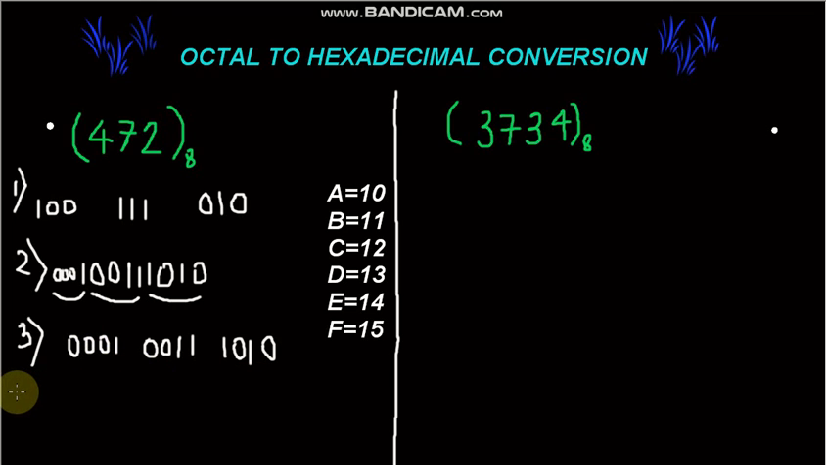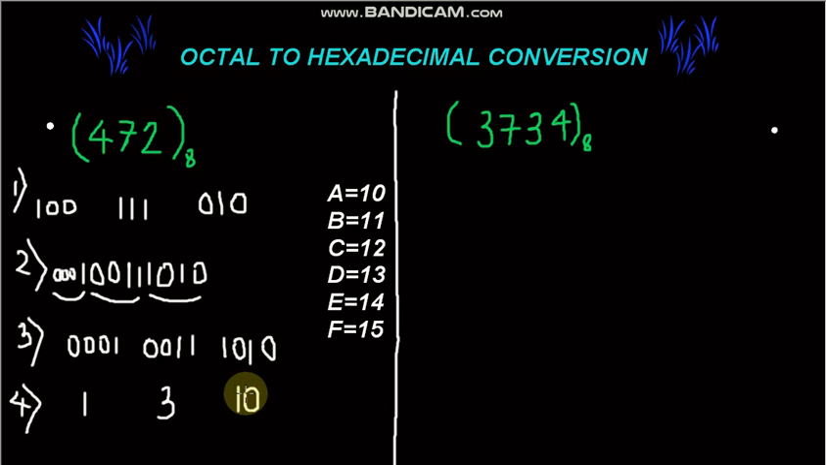And in the last step, we have to convert each group into its decimal format. The decimal equivalent of 0001 is 1. The decimal equivalent of 0011, as we all know, is 3. And the decimal equivalent of 1010 is 10.